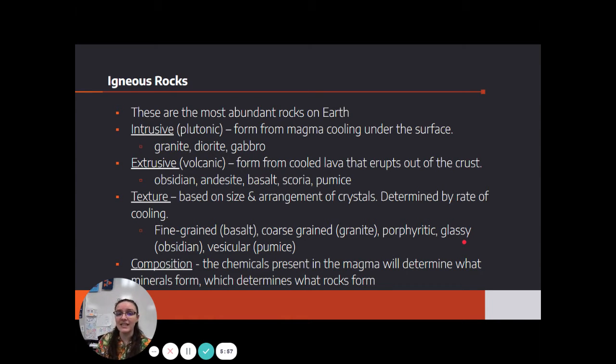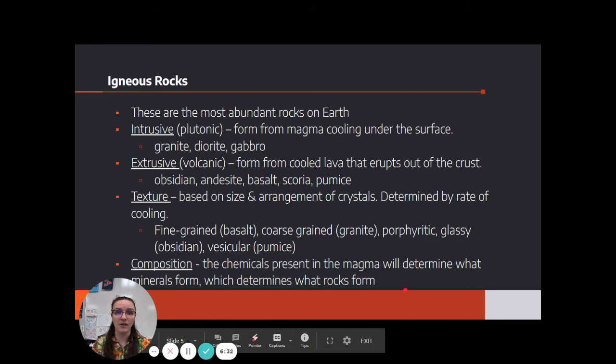Secondly, we can classify igneous rocks based on what the composition is. What chemicals are present in the magma or lava will determine what minerals form. Remember, different chemical combinations make different minerals. And the amount of different kinds of minerals can determine what the name of the rock is. So if you are 50% one mineral and 50% another, you will have a different name than if you are 25, 25, 25, 25. Depending on how many different minerals and how big of a chunk those minerals are, that will determine the name of this igneous rock.